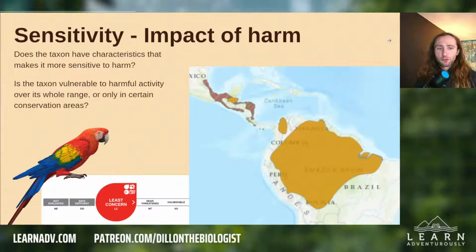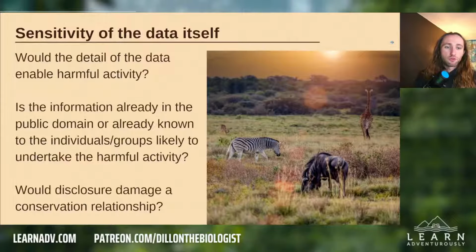But yeah, so just keep that in mind that it does depend on the area. It does depend on the specific taxa as well. And the last one is the sensitivity of the data. So would the detail of the data enable harmful activity? Is the information already known? Like, is it in the public domain? Or do poachers already know about it? And would this disclosure damage a conservation relationship, right?